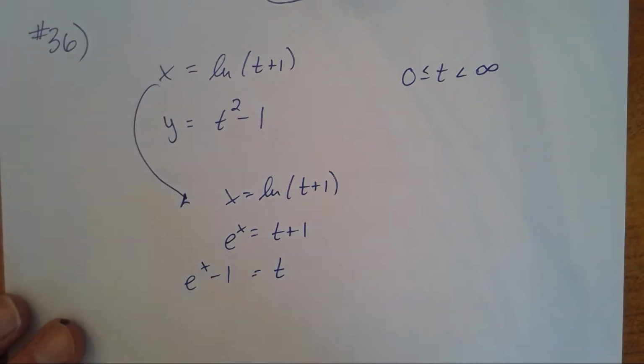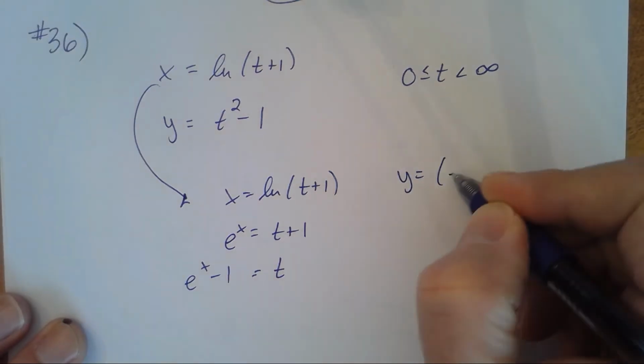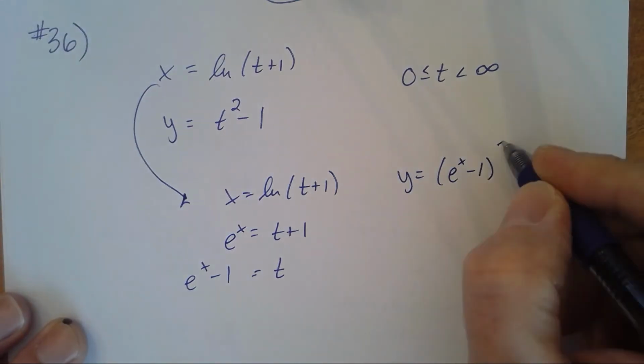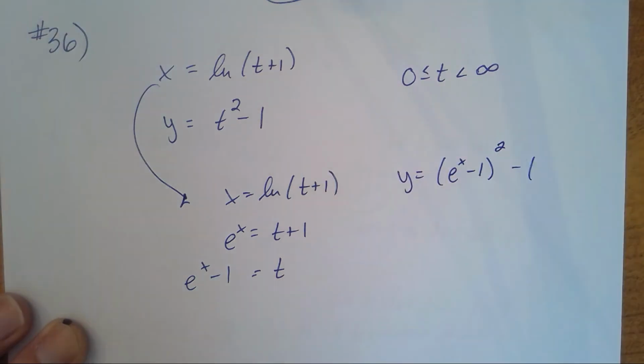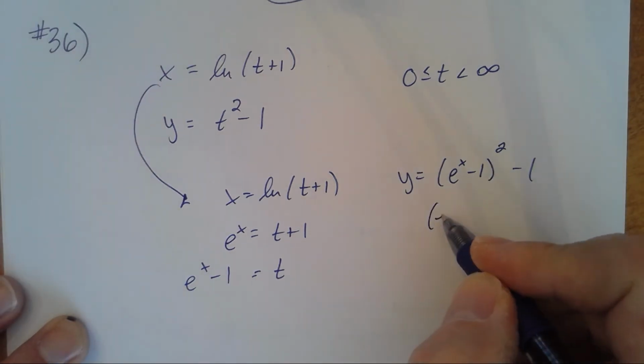So then we can plug that into our y equation, so y would be e to the x minus 1, squared, minus 1. So that's our equation. You could expand this if you wanted to. I don't know if it's necessary, but I'll do it anyways.